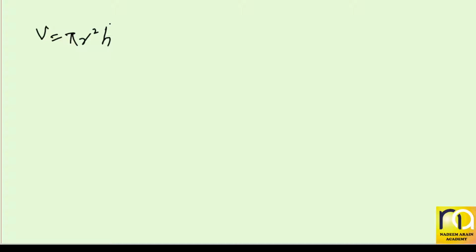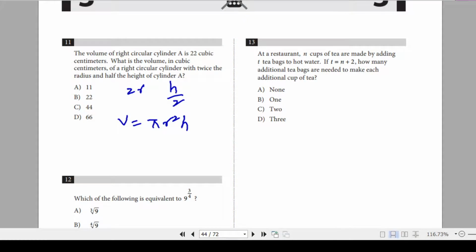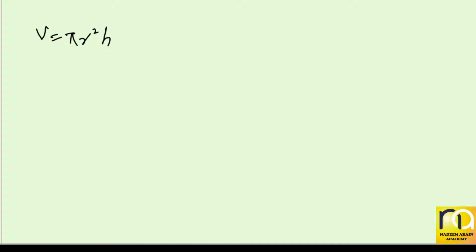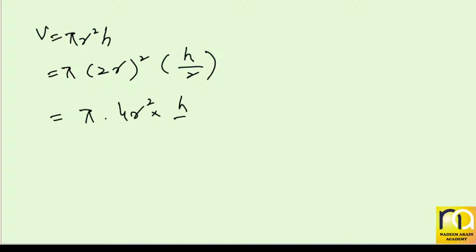So the question says the radius is doubled and height is halved. If radius is doubled, instead of r, you will write 2r. And if height is halved, instead of h, you will write h over 2. So that will be pi 4 r squared h over 2. So the answer is 2 pi r squared h.